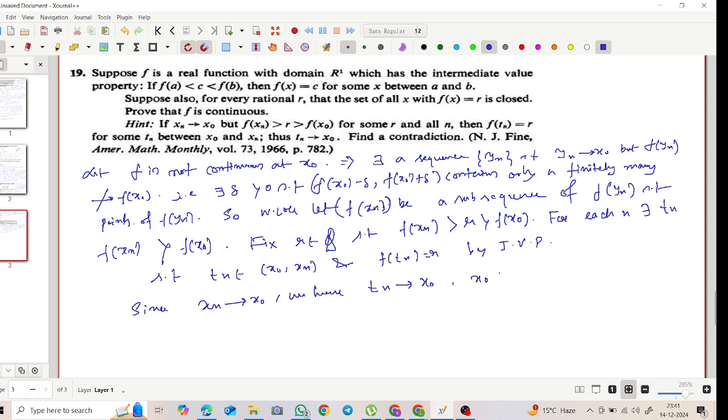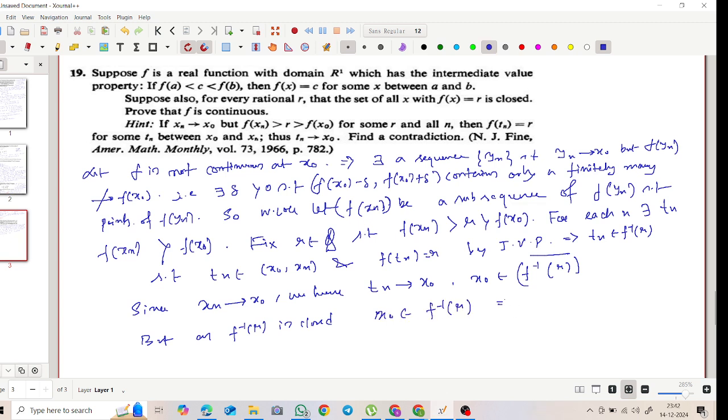So can I say this? Closure of this set. I mean, this implies Tn belongs to f inverse R, right? Since x0 is a limit point, and as f inverse R is closed, x0 belongs to f inverse R. This implies f(x0) equals R, which is a contradiction. So f is continuous.